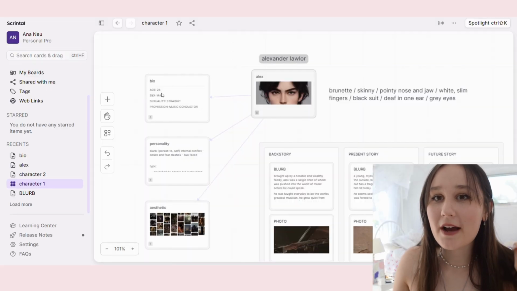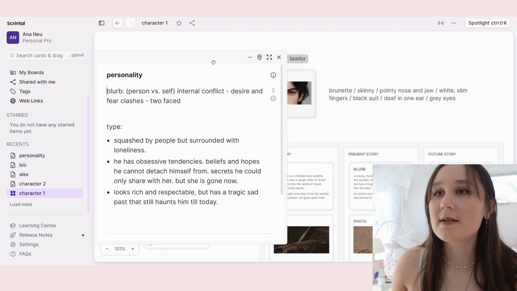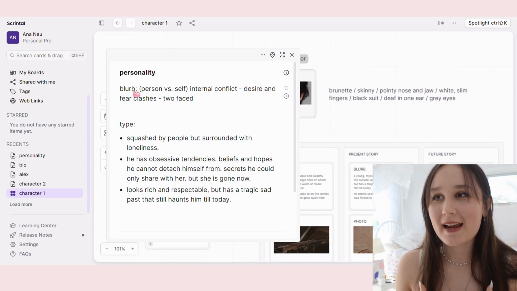Okay, so once we have the bio done, we have personality. This is my favorite part because it's basically who your character is. When I brainstorm the personality of my character, I really like to be very free with it and to think about really big themes of how the character is as a person.